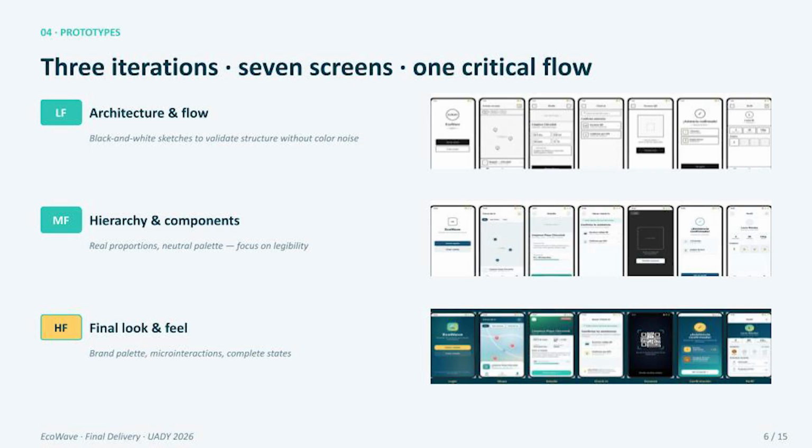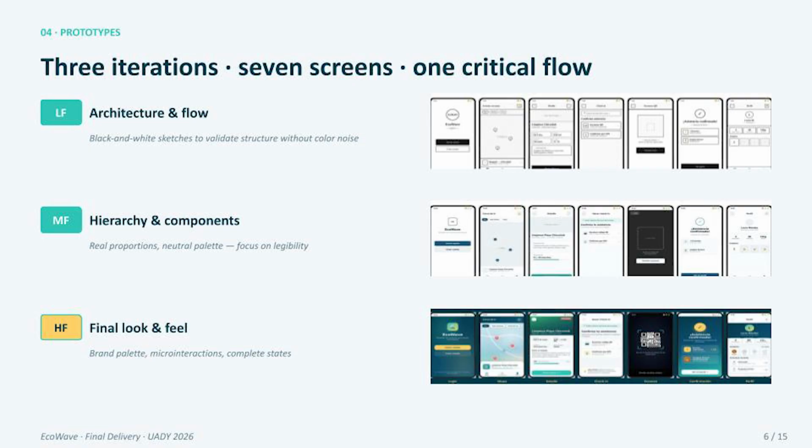The low-fidelity sketches in black and white validated the architecture. No color, no brand, just structure. 3 structural decisions came out of this stage. The map is the home screen. The check-in has 2 routes, and the success screen is independent.